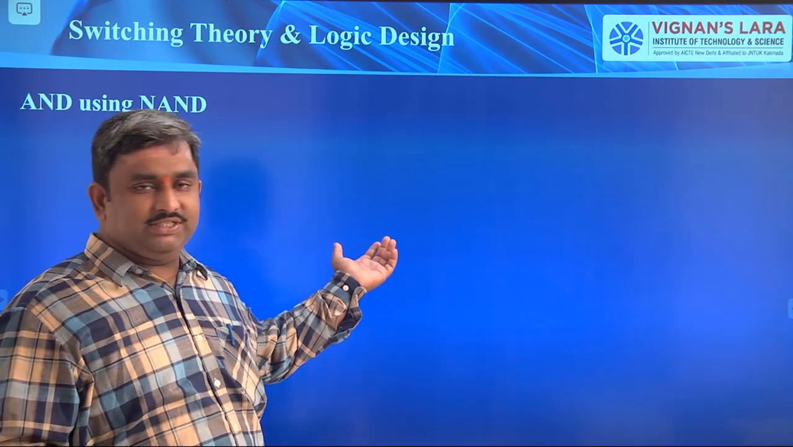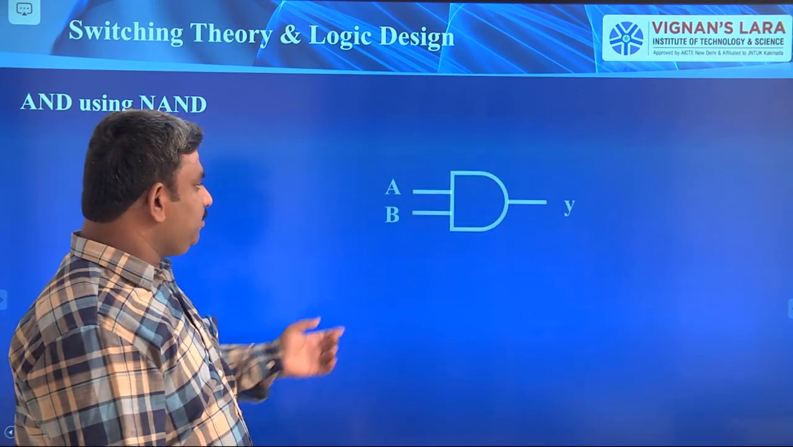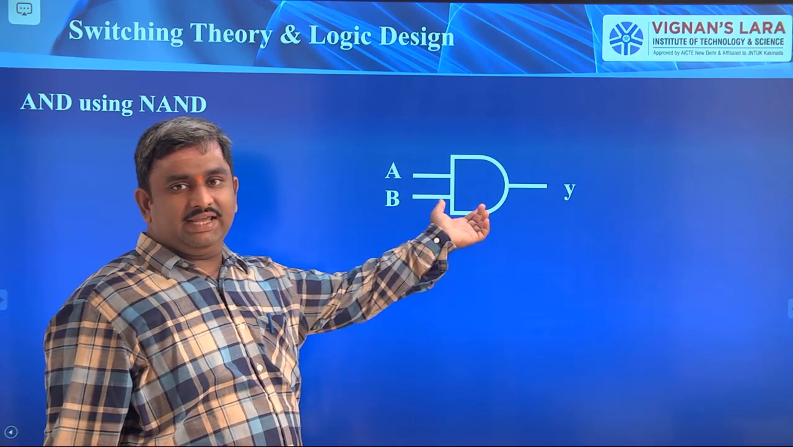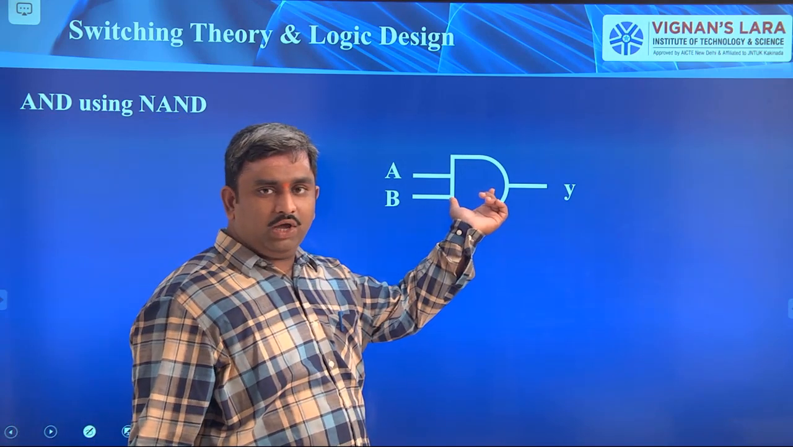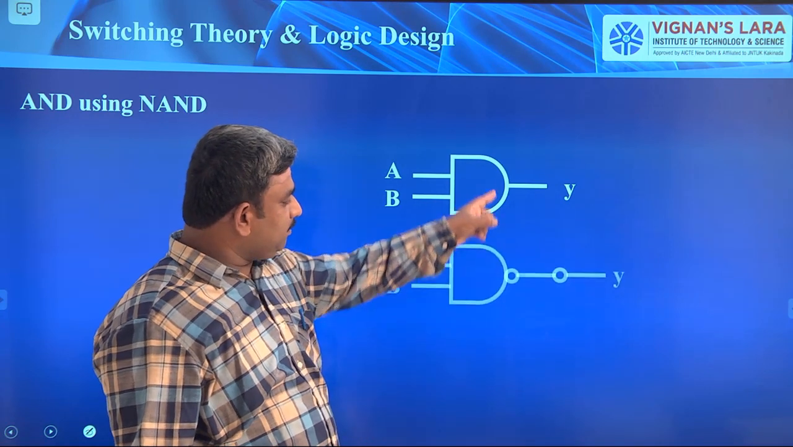The same concept we will see now, but using some diagrams. Diagrammatically we will see. For example, see here, this is the AND gate operation. You want to convert this AND gate into NAND gate. What you have to do is very simple. If you want to convert this AND gate into NAND gate, just place a bubble here.